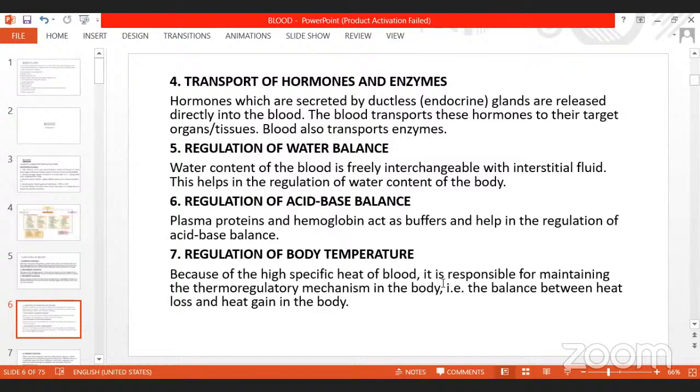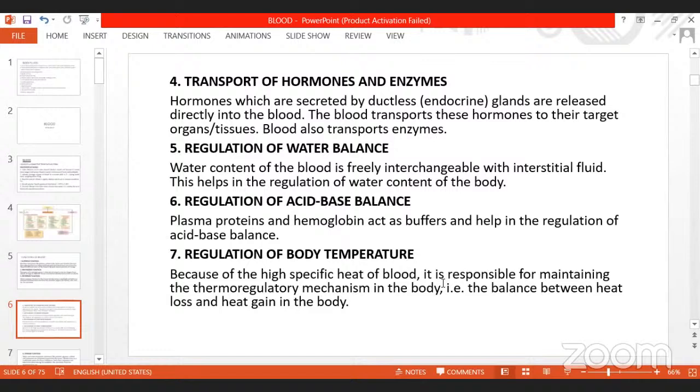The water balance. The water content of the blood is freely interchangeable with interstitial fluid. So this interstitial fluid will help to regulate the water content of the body, especially in case of hypertension and all. The interchange of water between the blood and the interstitial fluid helps a lot to regulate the blood pressure. Next, coming to the acid-base balance, plasma proteins and hemoglobin act as a buffer, which regulates the acid-base balance of the body.